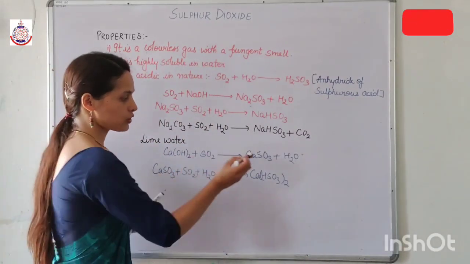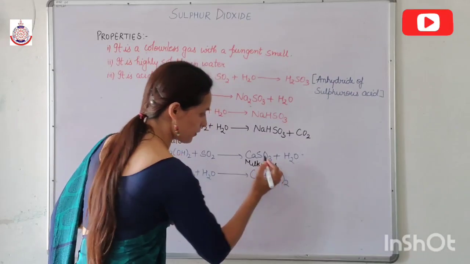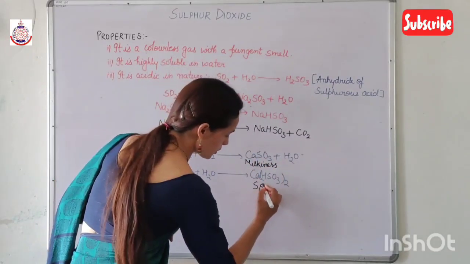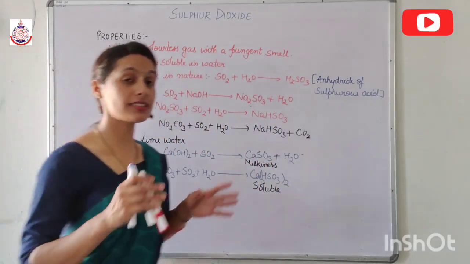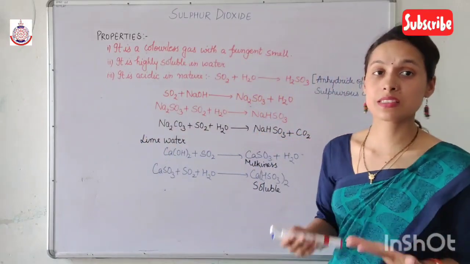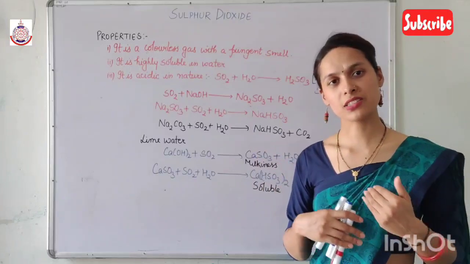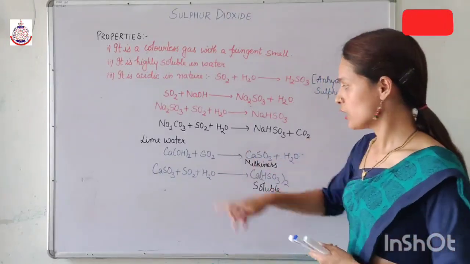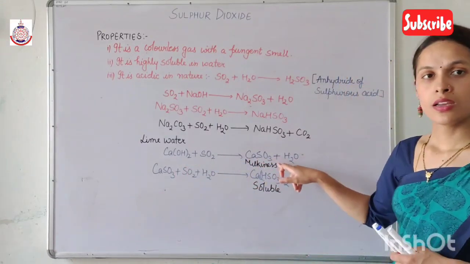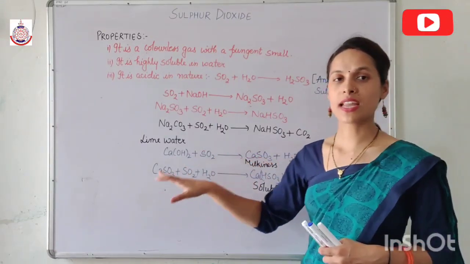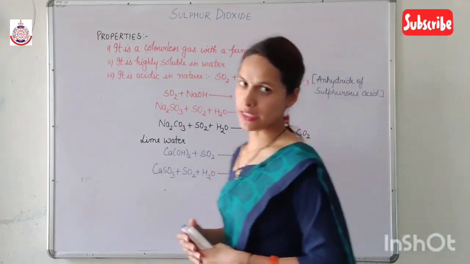Due to the formation of CaCO3, the lime water becomes milky, and due to the formation of this soluble part, the milkiness disappears. So the reaction is the same as shown by CO2. This is the similarity between carbon dioxide and sulfur dioxide. So when sulfur dioxide reacts with lime water, it forms calcium sulfite, and when calcium sulfite reacts with excess sulfur dioxide, it forms calcium bisulfite.